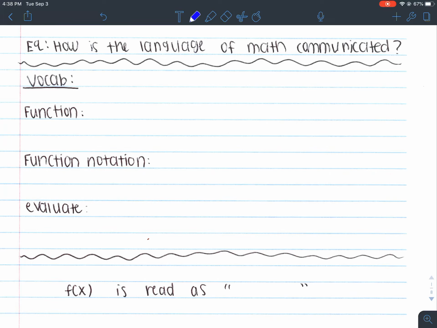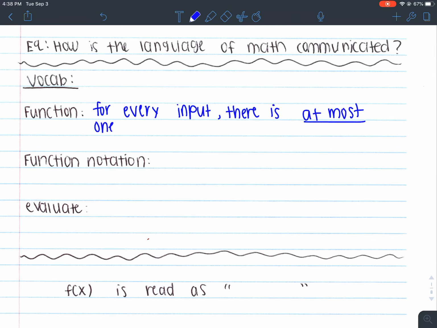A function is for every input there is at most one output. So for anything I put into my function, the most I can get out is one output. If I get more than one thing out, it's not a function.